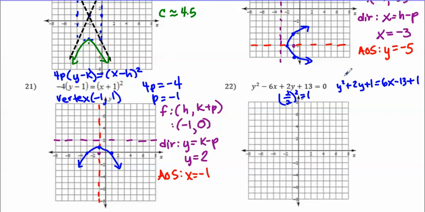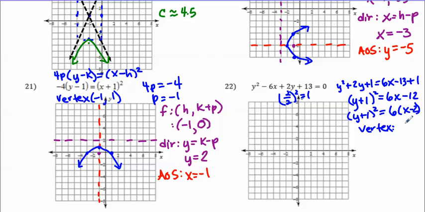So now I have a trinomial that is the square of a binomial. The square root of y squared is y, the square root of 1 is 1, so this is the square of y plus 1. Over here, combining like terms, I get 6x minus 12. And I need to factor the coefficient of the x out. So that would be 6 times x minus 2. And I still have y plus 1 squared. So my vertex is going to be positive 2, negative 1.